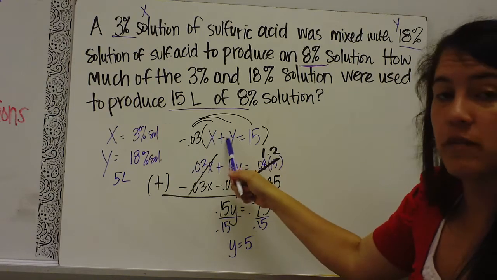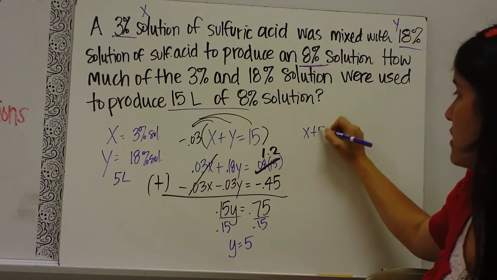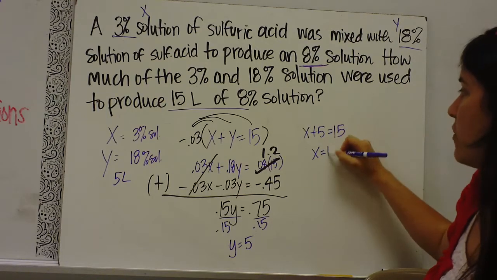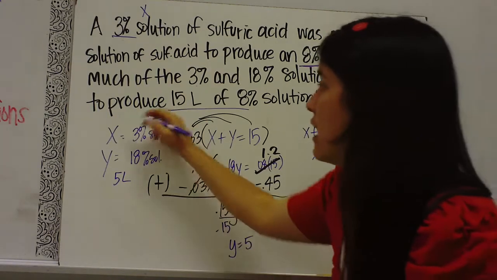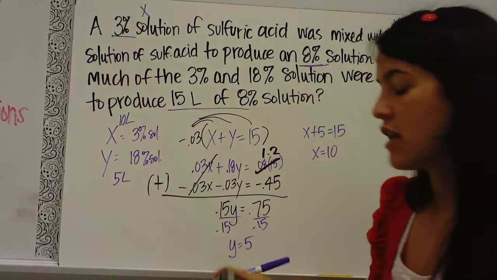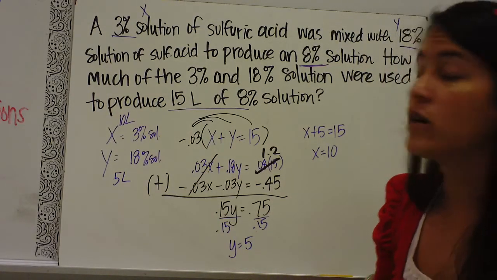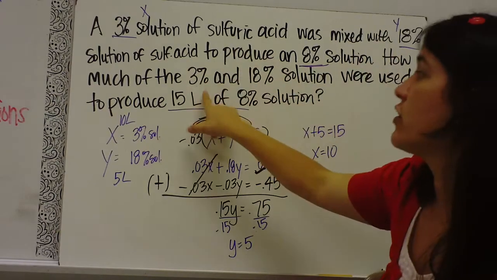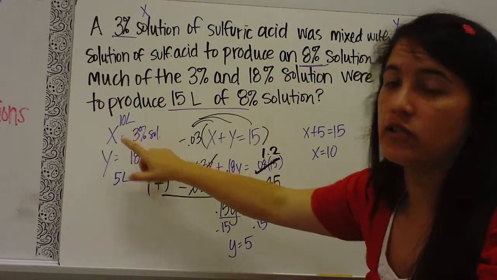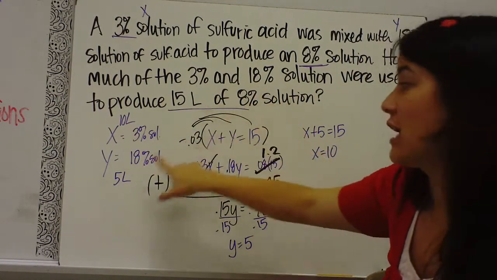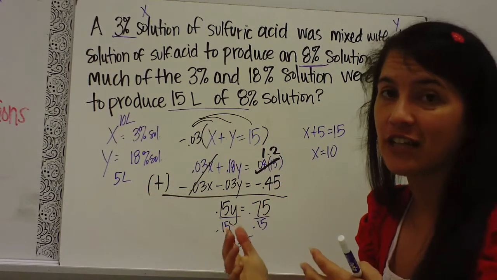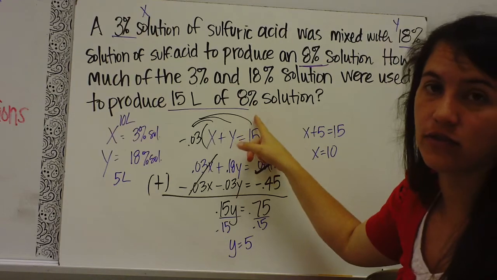I need to substitute it back in. So x plus 5 equals 15. Subtract 5 on both sides. X equals 10. So it's 10 liters of the 3% solution. So the question says, how much of the 3%? Well, that was 10 liters, and how much of the 18%, that was 5 liters. And when you mix that together, you're going to get 15 liters of 8% solution.